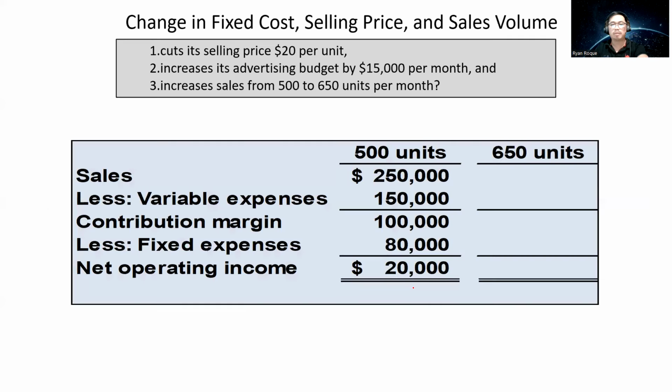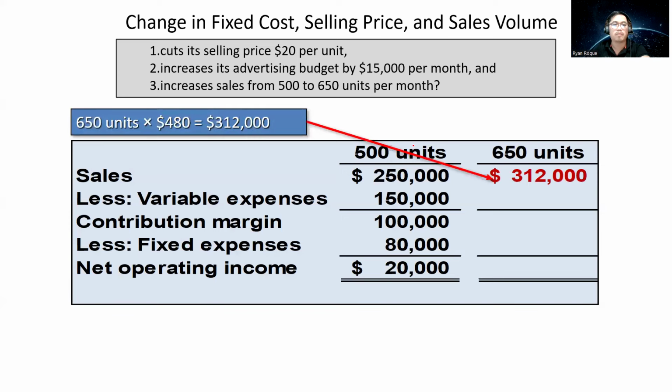Let's compare again from the previous situation of 500 units. Your sales now would be reduced. Remember, the selling price would be cut by 20 per unit. So this time, instead of 500, it's now 480. 480 times 650 units would give you sales of $312,000.